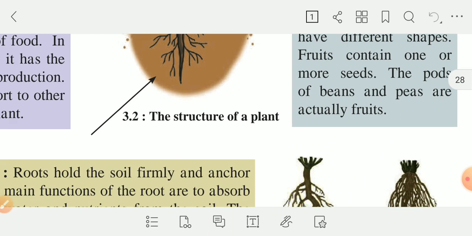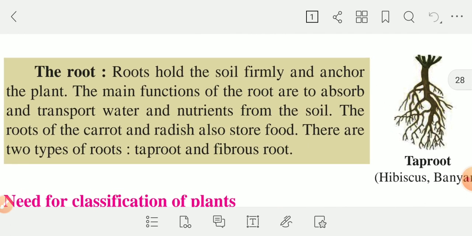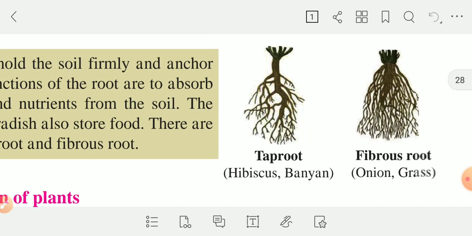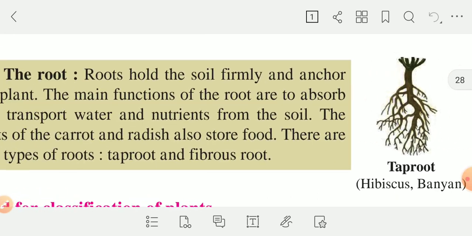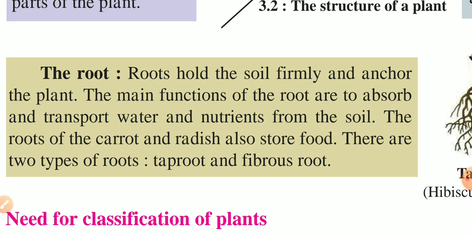Now the last one is the root. You know that there are two types of root, tap root and fibrous root. Mainly you see the fibrous root. Roots hold the soil firmly and anchor the plant. The main role is to hold the soil, because of heavy rain, or if you just take the plant out from the soil, that time the root holds the soil firmly and anchors the plant.